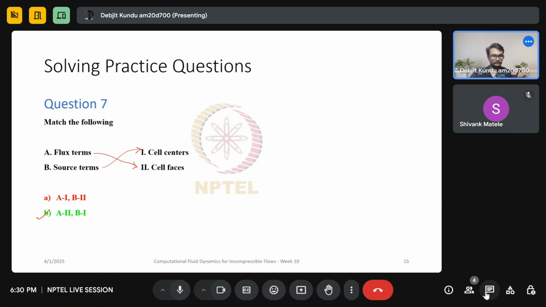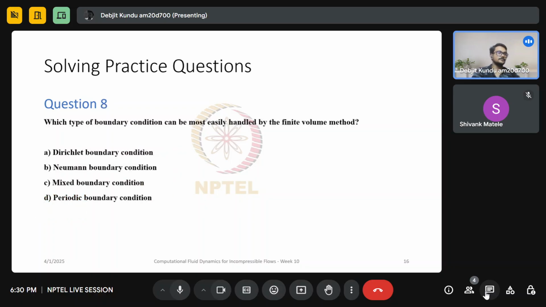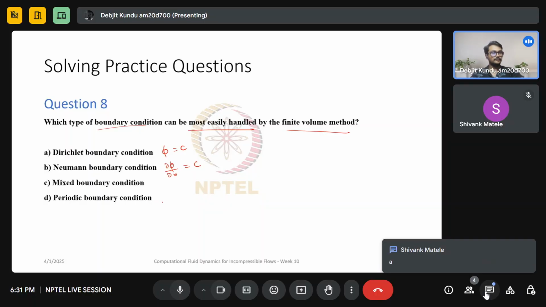All right. If there are no questions, we'll keep moving on. We'll move on to question number 8, which is asking us which type of boundary condition can be most easily handled by the finite volume method. Is it option A, Dirichlet boundary condition, which is saying things like P equal to C, or is it Neumann boundary condition, which is like mentioning the gradients, or a mixed boundary condition where I have both, or the periodic boundary condition where I say the P at wall 1 is equal to P at wall 2, that sort of a thing.